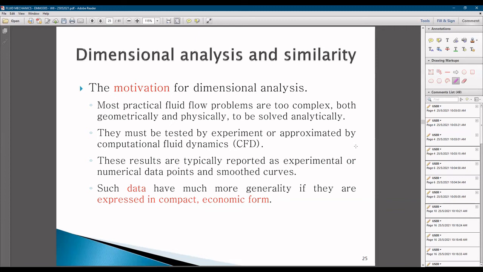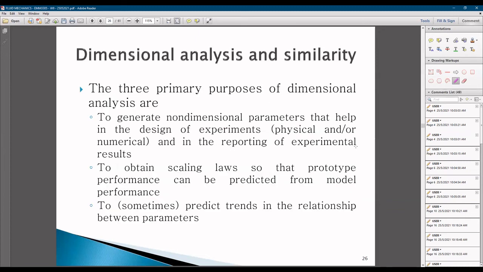So, and there are ways on how to look or to analyze this particular problem. Okay, the three purposes of dimensional analysis are, the first one, to generate non-dimensional parameters that help in the design of experiment. Okay, non-dimensional parameter.